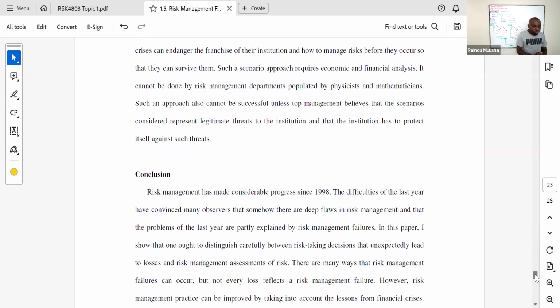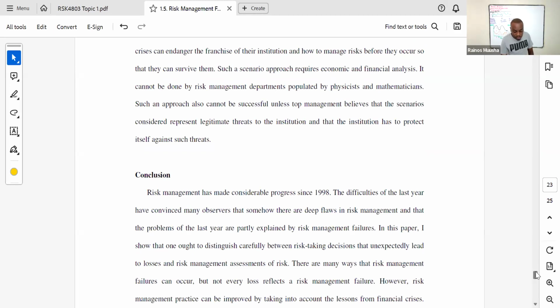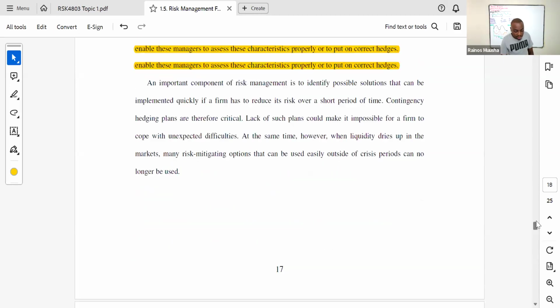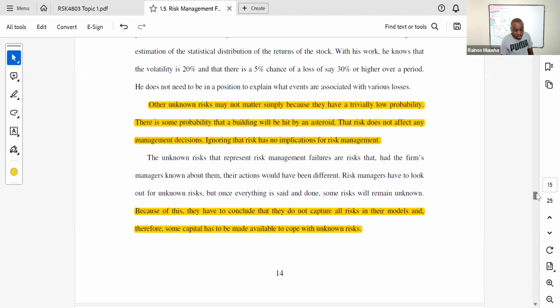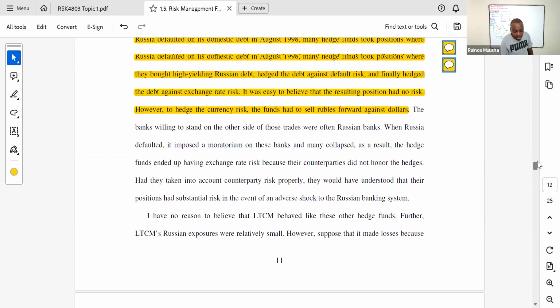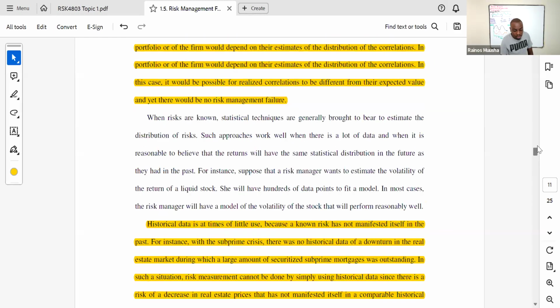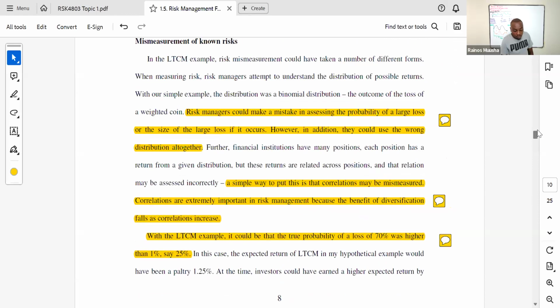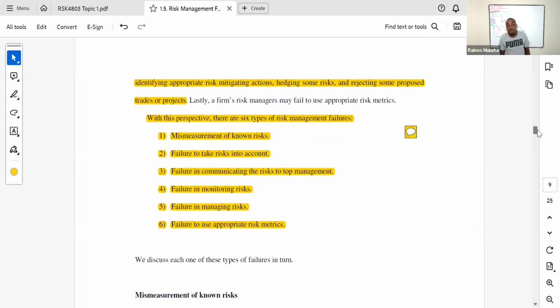So when it comes to unit 1.5, don't worry yourself much about the case study of LTCM, although they highlight the case study of LTCM because they're using it to explain, using those examples, for you to be able to identify what are risk management failures and how do you identify them as well. So the most important thing that you need to take note of from unit 1.5 is basically the 6 types of risk management failures. Are there any questions on what we've covered in unit 1.5?